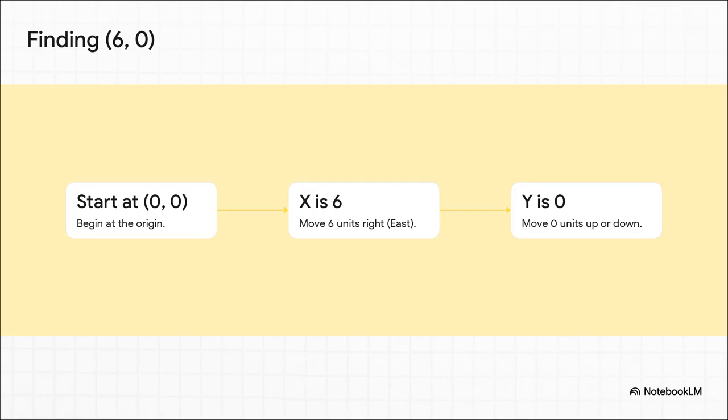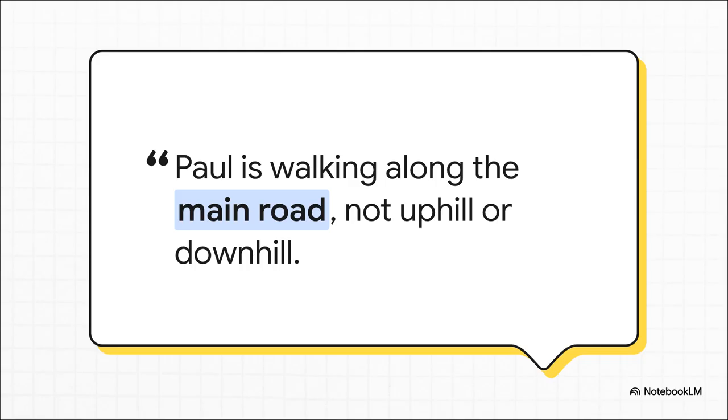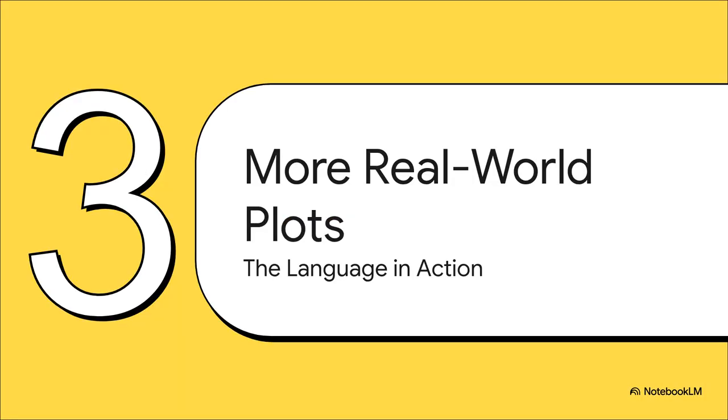We stay right on that main horizontal line, the x-axis. And that 0 tells a very specific story. It means Paul isn't struggling uphill or sliding downhill. Nope, he's traveling right along the main road. The coordinates perfectly capture a journey on level ground. See how that works? Okay, now that we're getting the hang of it, let's do a quick rapid-fire round. We'll look at a few more examples to see just how many different stories this language can tell.